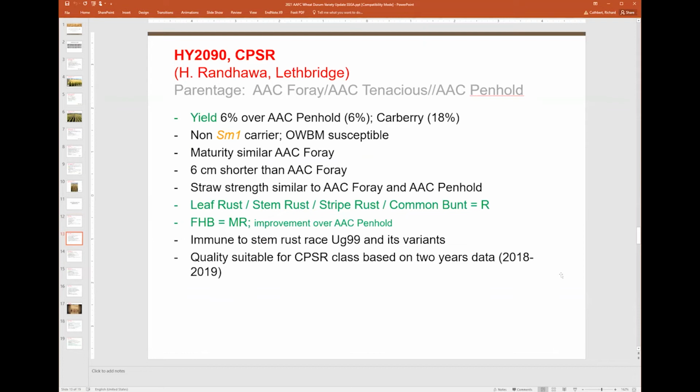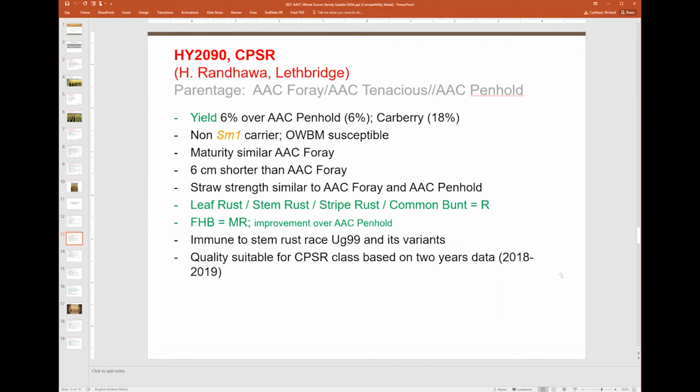The first is from Harpender Randhawa. It's a cross of Foray, Tenacious, and Penhold, and some of those will jump out at you. Foray tends to be quite a high yielding CPS. Tenacious is a taller CPS variety that was rated R for Fusarium head blight. I believe it's the only spring wheat to date to be given an R rating for FHB, but its plant type wasn't as attractive and didn't gain a lot of traction. And Penhold tends to be the CPS standard, as it's quite short, strong strawed, and yields reasonably well.